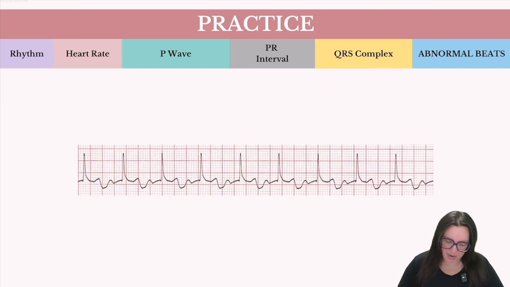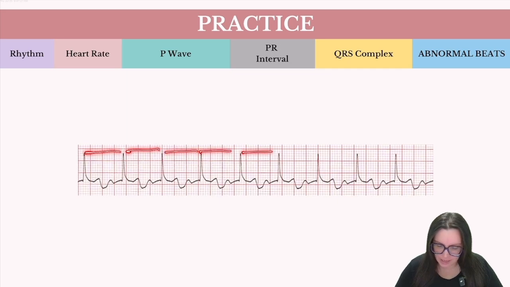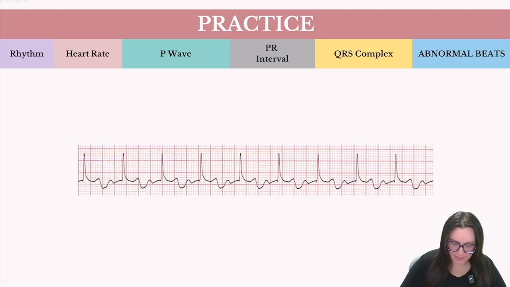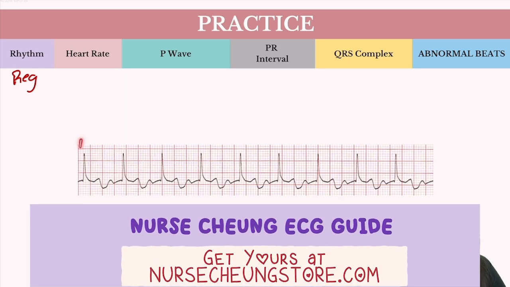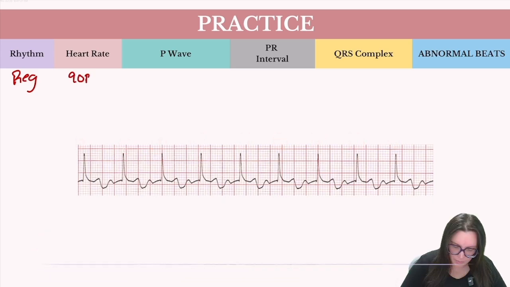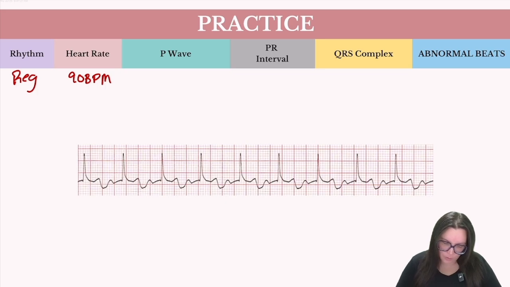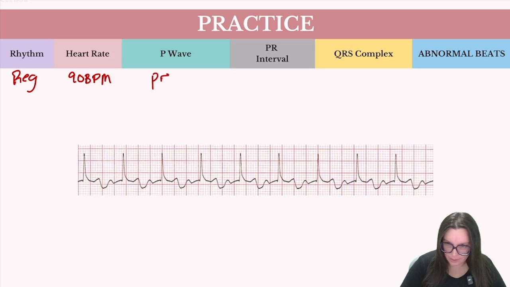Taking a look at our next practice question, is our rhythm regular or irregular? Well, if I was to march this out, you're going to see that this happens to be a regular rhythm. What is our heart rate? Let's count our QRS complexes. We have 1, 2, 3, 4, 5, 6, 7, 8, and 9. So we have approximately 90 beats per minute. Do we have P waves? We absolutely do, right? We have a P wave here, here, here, so on and so forth. So they are definitely present.